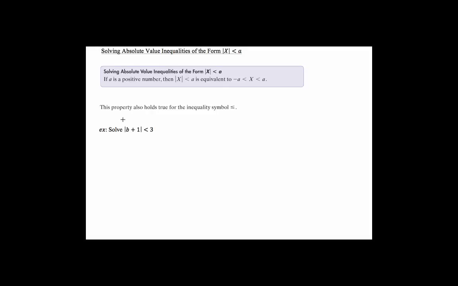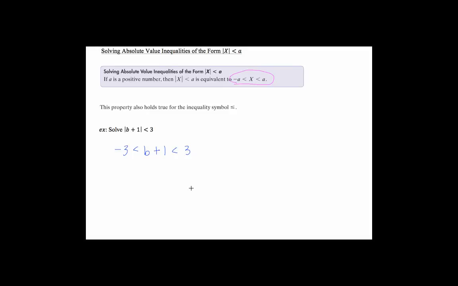Now this one's a little bit harder to figure out just by looking at because you have a b plus 1 in the inside of the absolute value bars. So to solve it, it's a little bit trickier, but we can use this method that we discovered up here. We have the absolute value of something is less than a number. Therefore that's equivalent to saying this right here, that the negative of that number is less than what's in the absolute value bars is less than the number. So using this, we would have -3 is less than what's in the absolute value bars, which is b plus 1, which is less than +3.